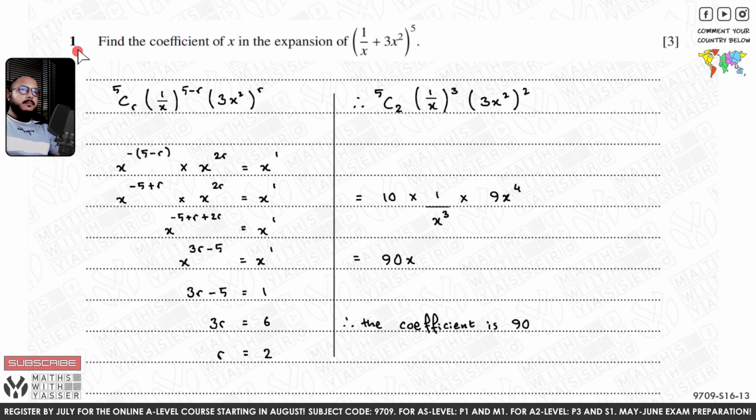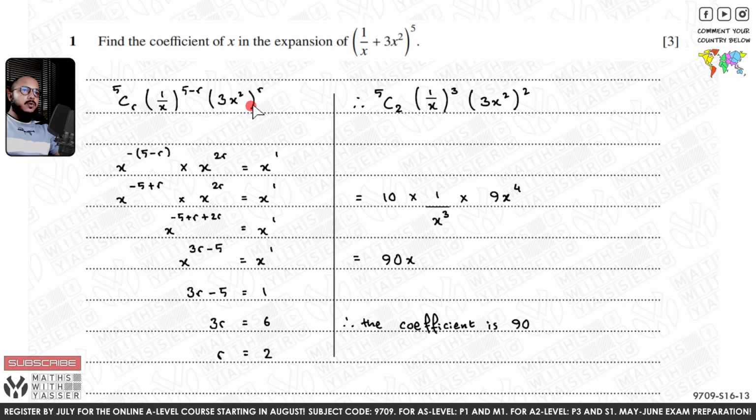Question number 1. Find the coefficient of x in the expansion of (1/x + 3x²)⁵. So let's first use the formula, which is 5Cr (1/x)^(5−r) (3x²)^r. So coefficient of x means x to the power 1.